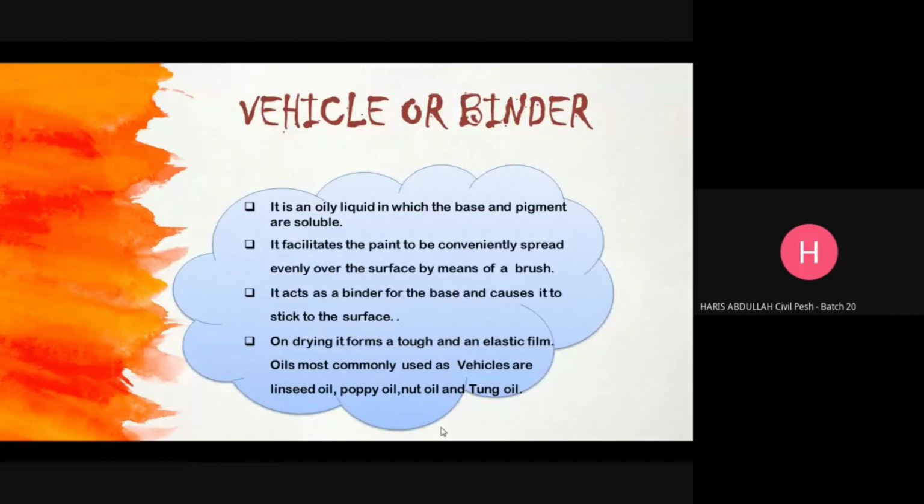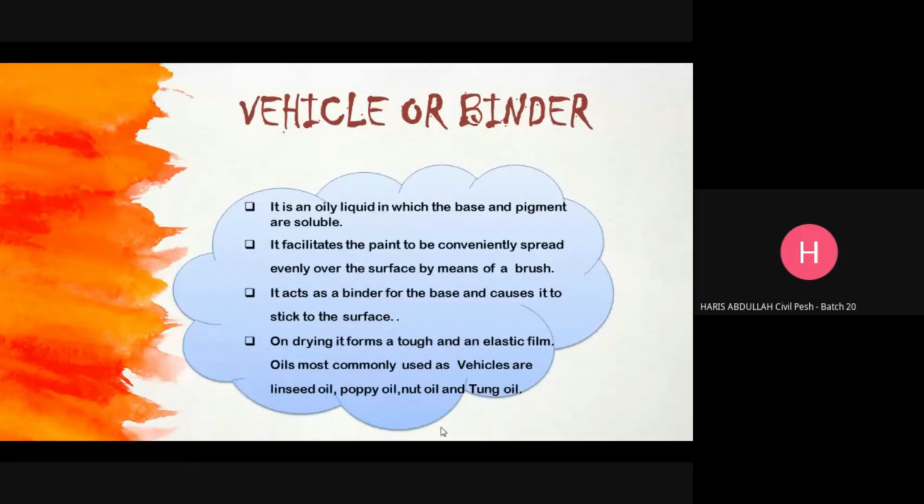If the vehicle or the binder is not present in the paints, we are not going to evenly distribute and spread that paint with the help of a brush on the walls or anything we want. It acts as a binder for the base and causes it to stick to the surface. On drying, it forms a tough and elastic film. Oils mostly used as vehicles are linseed oil, poppy oil, nut oil, and tung oil.